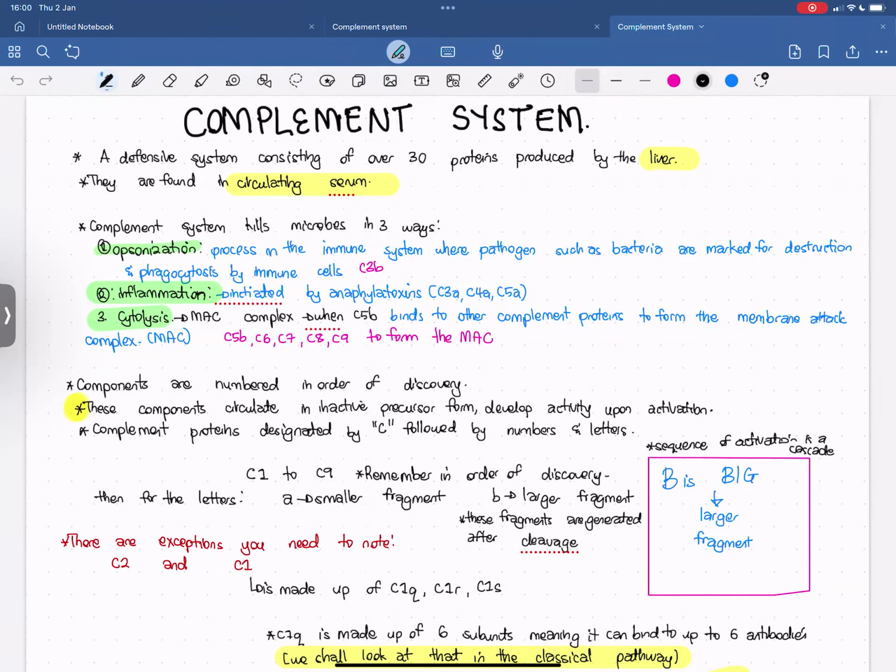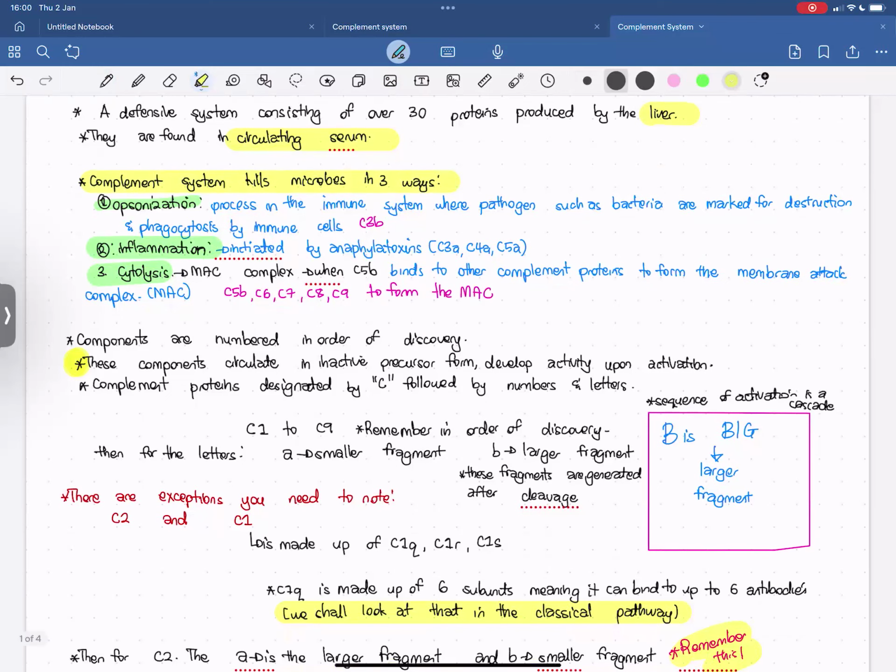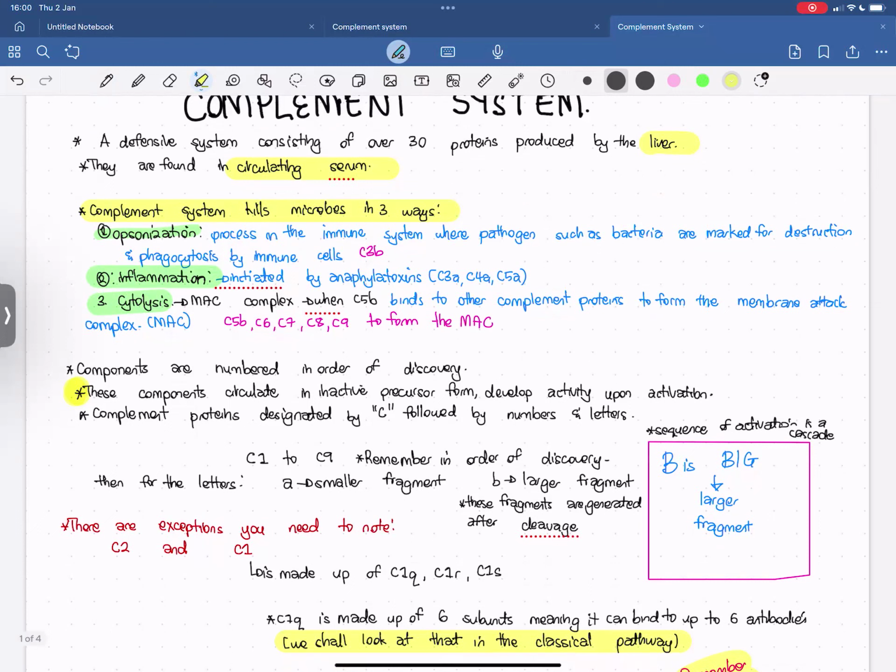So the complement system kills microbes in three ways. Microbes could be bacteria, viruses, and those kinds of things. Where I'm reading from is where I will highlight. There is opsonization. Opsonization is basically the process in the immune system where a pathogen, such as bacteria, is marked for destruction and phagocytosis by immune cells. Here I said C3b because, for example, in the classical pathway, C3b is called an opsonin. It's called an opsonin because it's the one that actually marks these pathogens for destruction.